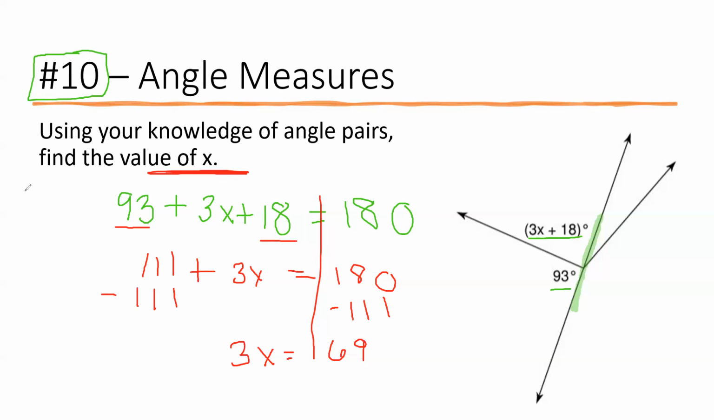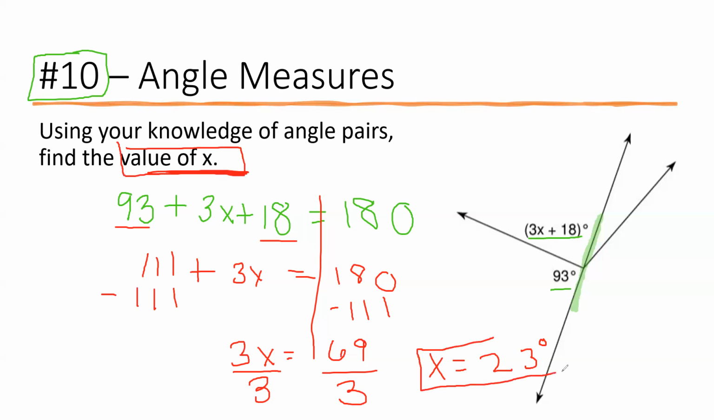69. How do we get that x by itself? Well, currently we have 3 times x. The inverse, the opposite of multiplication, is division. So we'll divide both sides by 3, giving us x equals 23. And because this question just wanted us to find the value of x, that is what we have done. So we are finished.